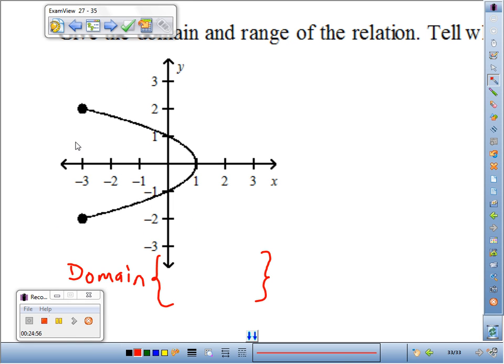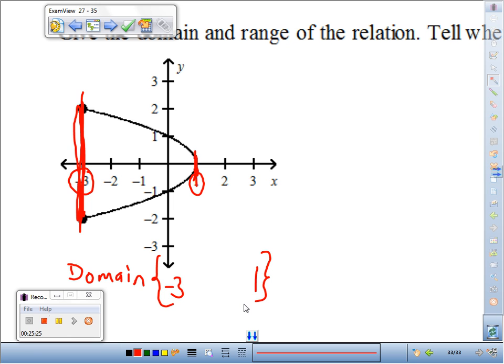So let's see. Start on the left side or the negative side. Where does this start? What x value? Negative 3. If you don't see it, make sure you do something like this so you can see where it starts. Where does it end? At 1. So therefore you're going to write negative 3 is less than or equal to x, less than or equal to 1. That's the domain.